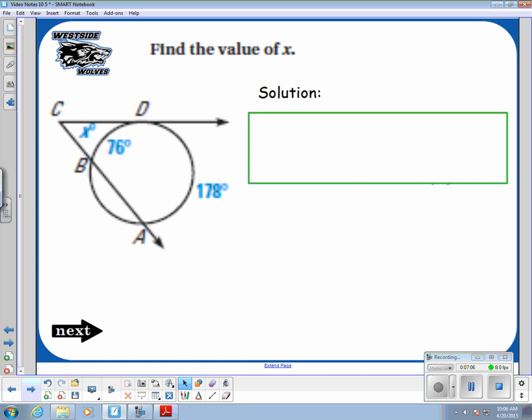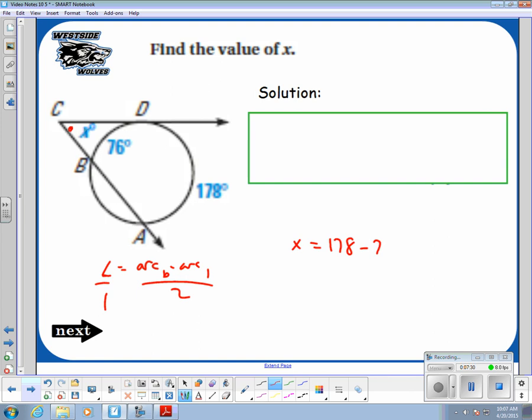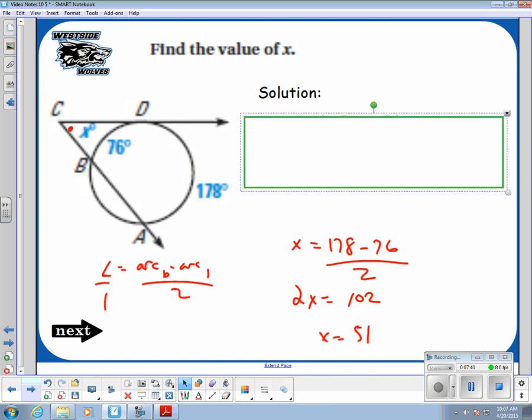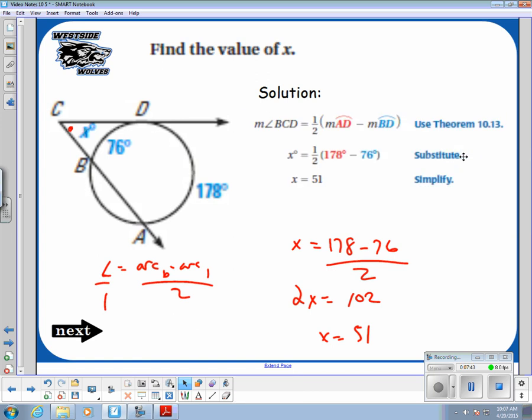Here's a different one. All right, so here we have the vertex outside the circle, so it's out here. And since it's out there, it's going to be angle equals arc big minus arc little, all divided by 2. That's the easiest way I like to write them. Put that over 1. And so then we get x is equal to 178 minus 76, all divided by 2. 2x equals 102, so x is equal to 51. Of course, I can move this out of the way. And, yep, it's the same answer.